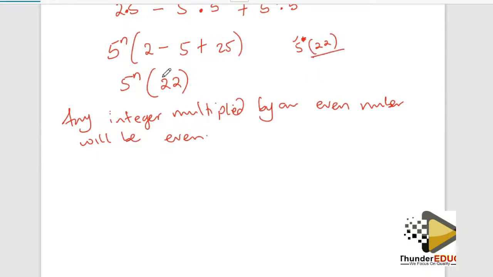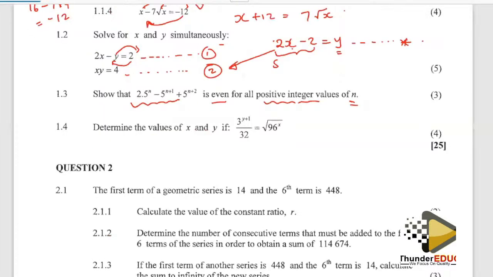If we replace n with a 2, it's going to be 25 times 22, which is going to give us an even number, and so on and so forth. And that's why we have this kind of conclusion. Okay, that's what they wanted to do.